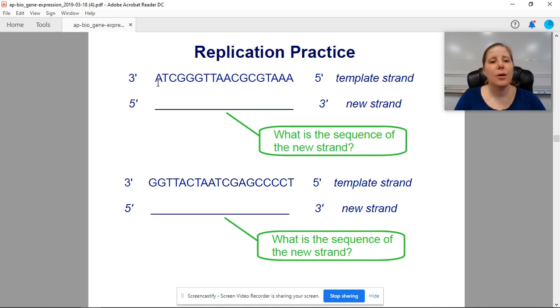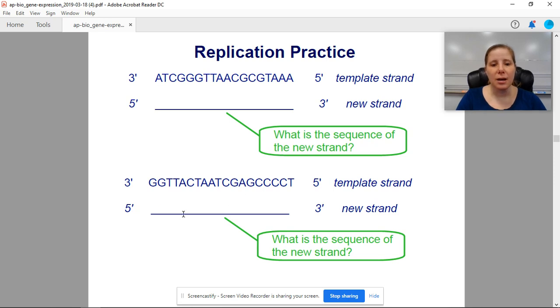Okay, so pairing up with A is going to be T. A, G, C, C, C, A, T, T, G, C, G, C, A, T, T, T. And notice on both of these, we went from 5' to 3'. We're always adding to that 3' end.